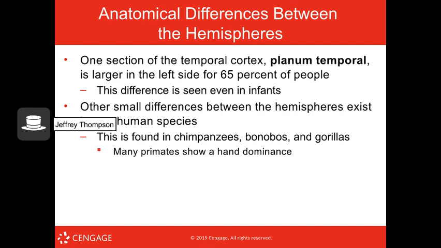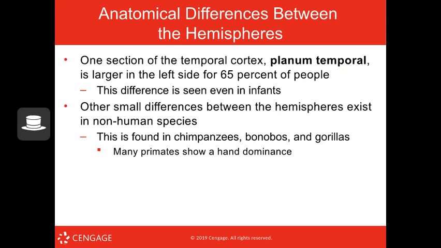So another anatomical difference is in the temporal lobe. The planum temporale is larger on the left side for 65% of people, and we even see this in infants. So even though the brain isn't fully developed, we'll still see that difference in mass.